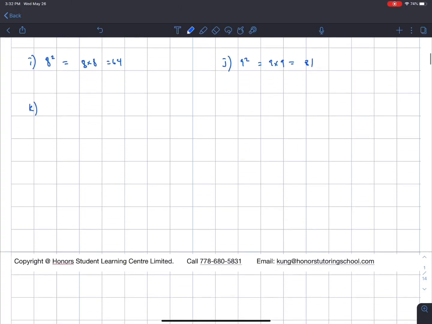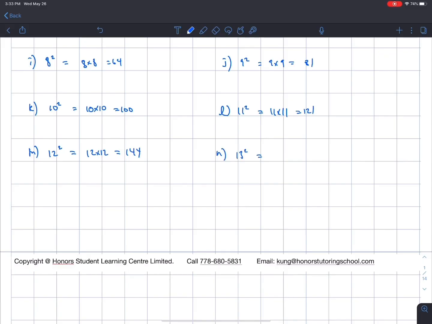K. 10 square is 10 times 10. And 10 times 10 is 100. L. 11 square is 11 times 11. 11 times 11 is 121. M. 12 square is 12 times 12. 12 times 12 is 144.